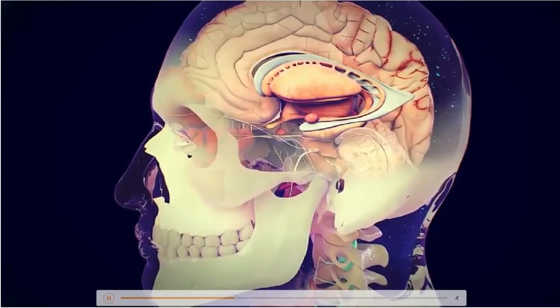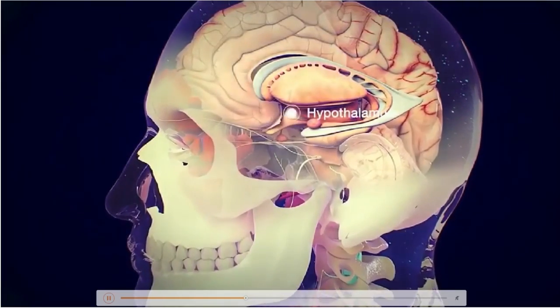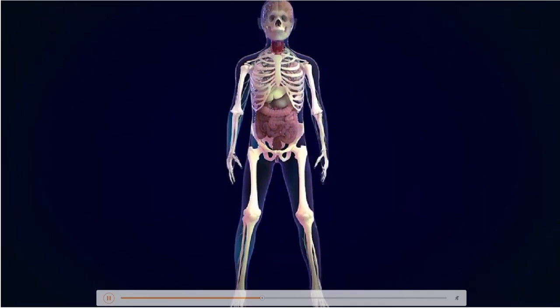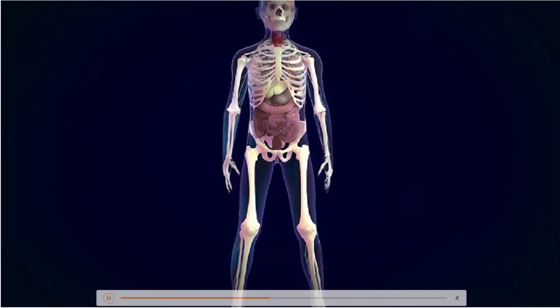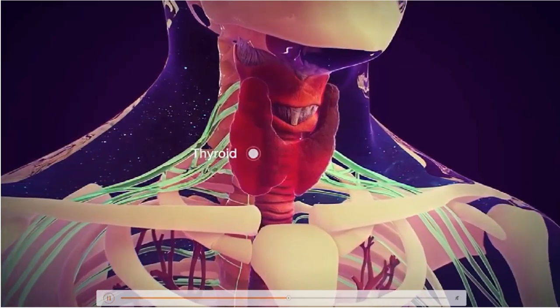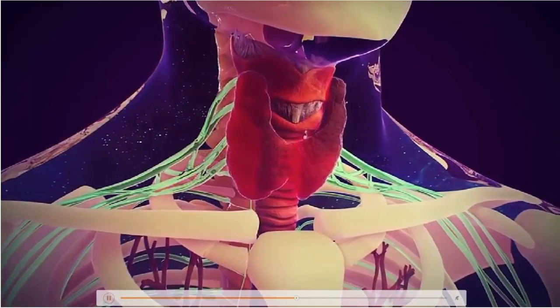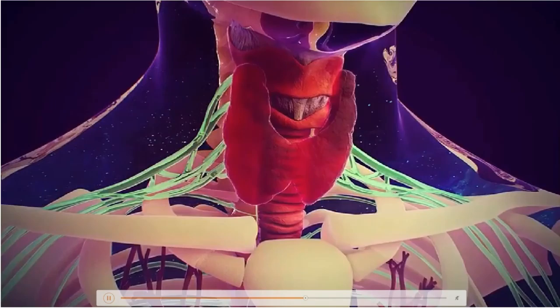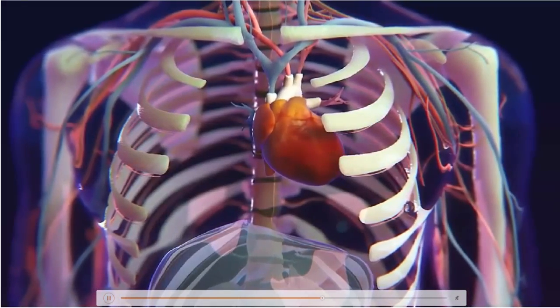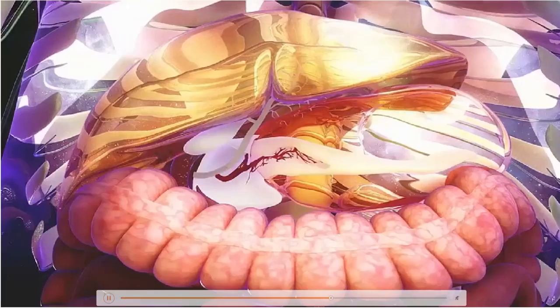The pituitary itself is controlled by a small brain region called the hypothalamus. Growth hormone regulates bone and muscle growth and physical development. The thyroid is a gland in the neck. It secretes thyroid hormones, which control the speed of the body's chemical functions, or metabolism. Thyroid hormones affect many vital functions, such as heart rate.